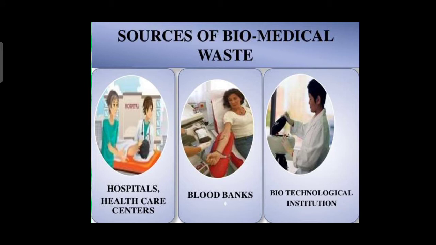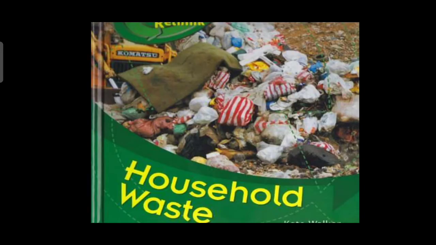Next we are going to study the sources of biomedical waste, like where this biomedical waste comes from. The first one is hospitals or healthcare centers. The second is blood banks, and the third is biotechnological institutions, where they do all the research activities, and from there also biomedical waste will come. Sources means where we are getting this waste from. One more thing: household waste is also there, but it does not come under biomedical waste. Household waste means the waste that normally comes from our house.